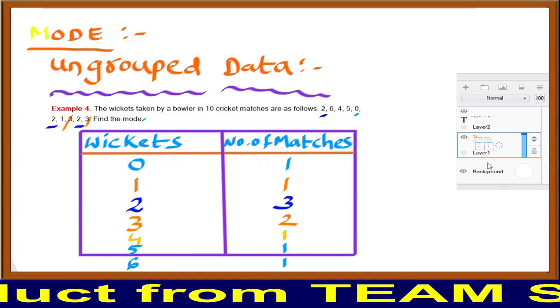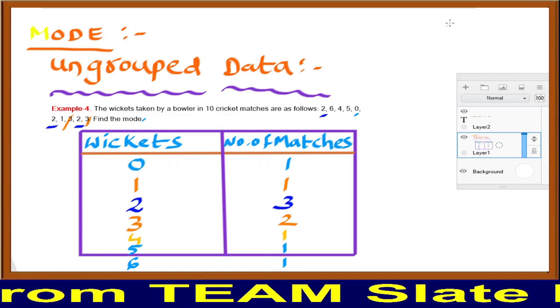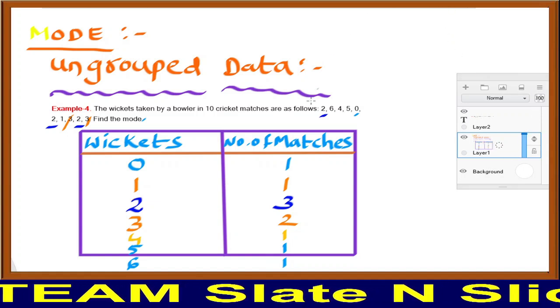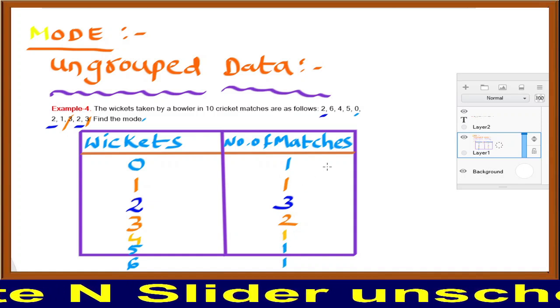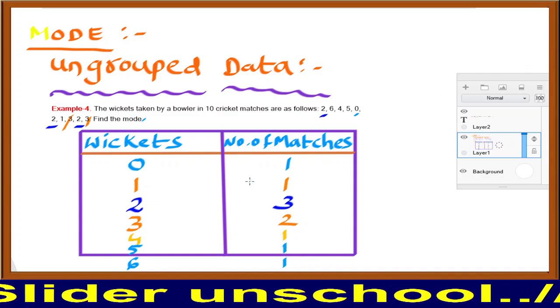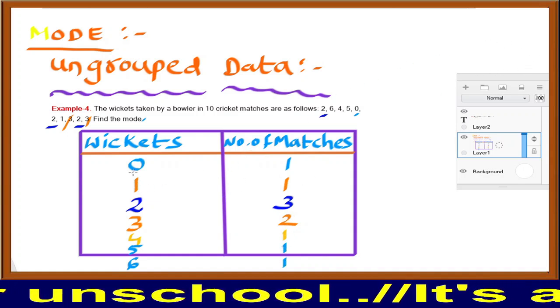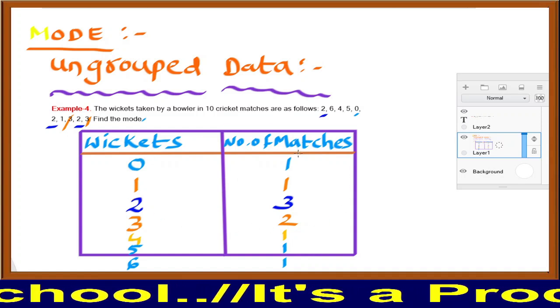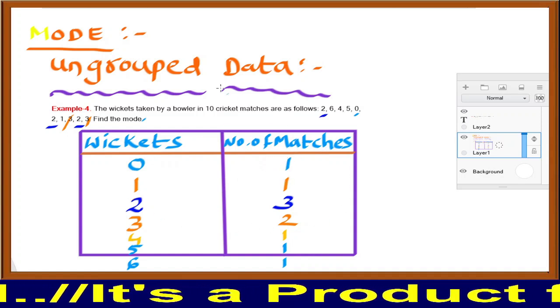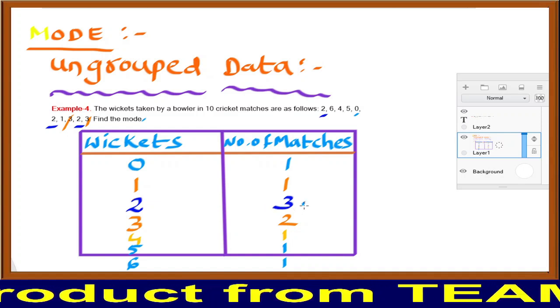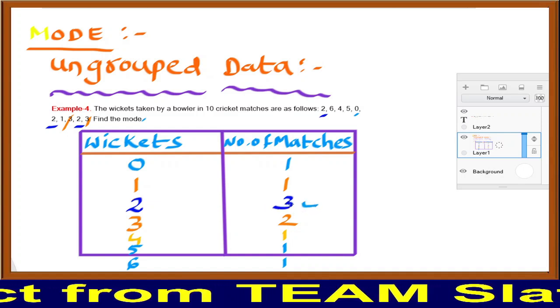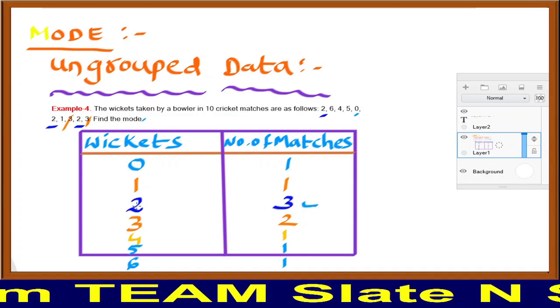So, first count the total number of matches. The total number of matches is 1 plus 1, 2, 3, 5, 7, plus 3, 10. So, this is the data of 10 matches. Among all this data, the highest frequency, number of matches means frequency, the highest frequency is 3. The corresponding value of the highest frequency 3 is 2.